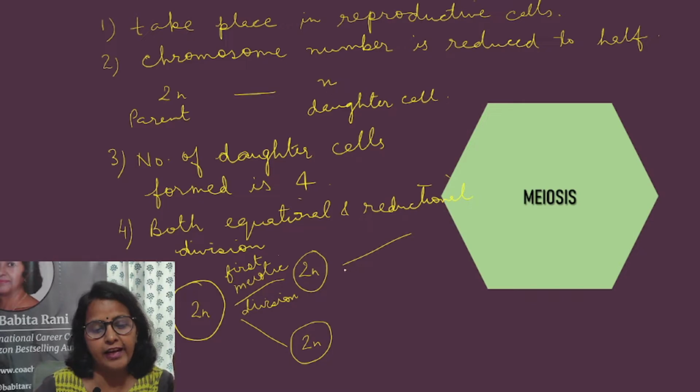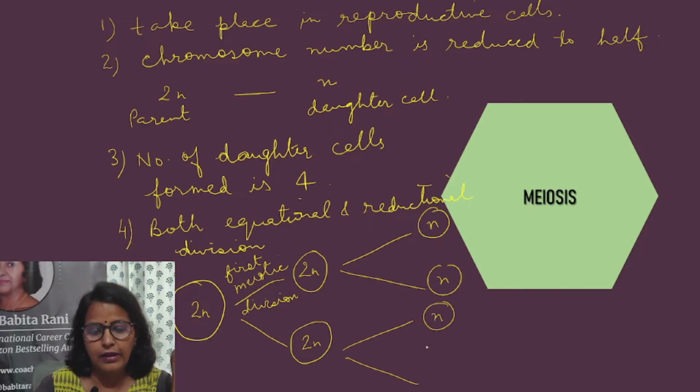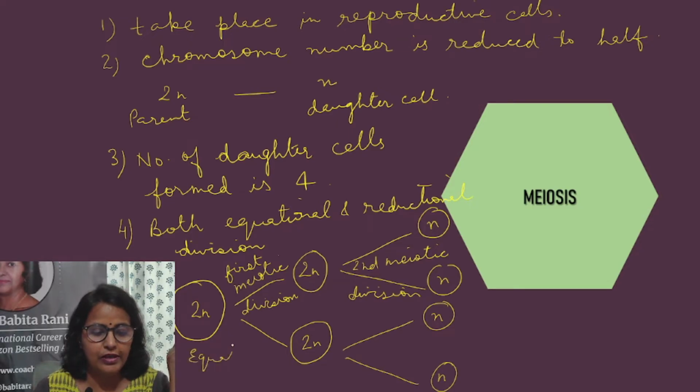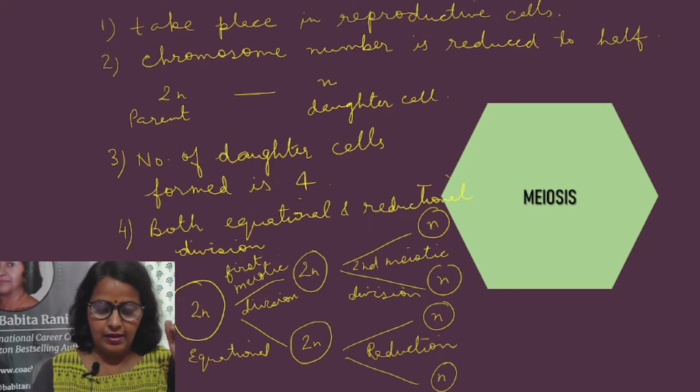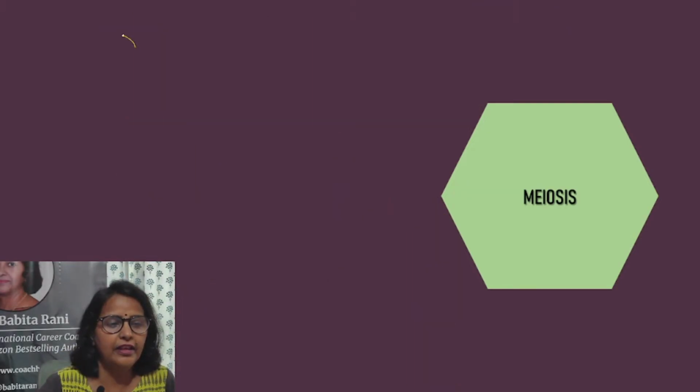And then again the second meiotic division will take place, and 1, 2, 3 and 4 daughter cells are formed after the second meiotic division, and they will be haploid in nature. So, the chromosome number has been reduced. So, this is equational division and this is reductional division. So, both equational and reductional division take place in meiosis. Let us see that with the help of a diagram.